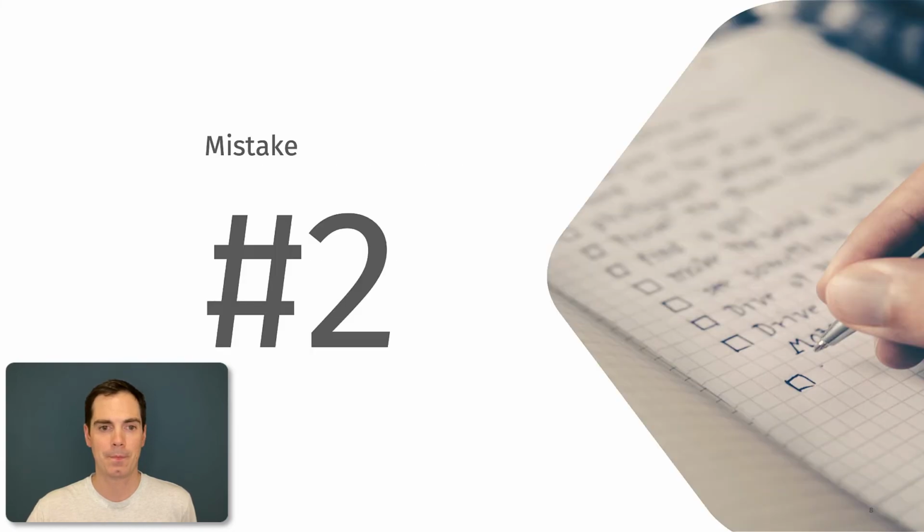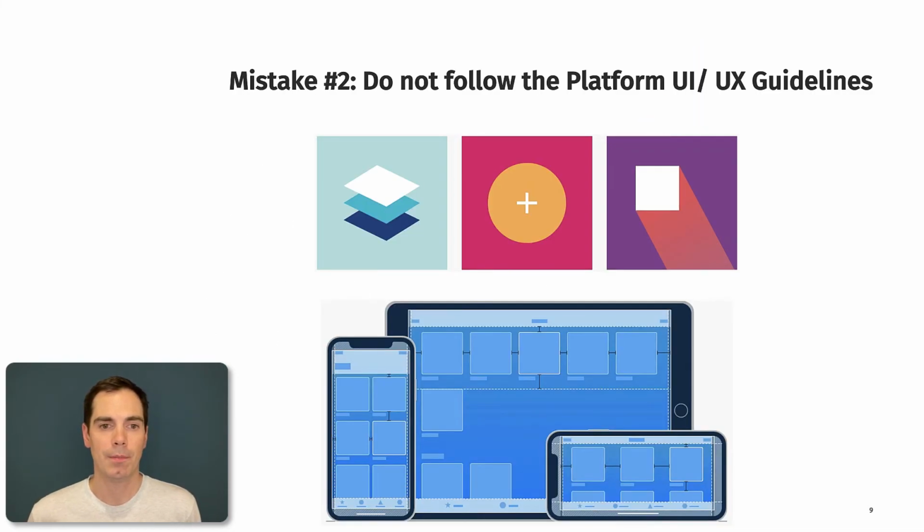Let's take a look at mistake number 2. Mistake number 2 is if you don't follow the platform UI and UX guidelines. If we look at the two main platforms, iOS and Android, they offer really good documentation in terms of UI guidelines, UX guidelines. And everyone in the team, I mean especially designers and interaction designers, should know all those platform guidelines. And you should follow them, because this is what users expect.